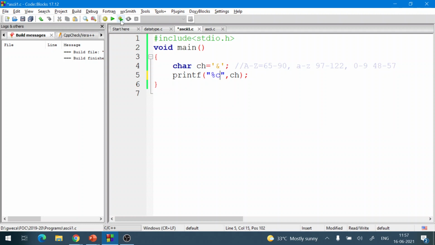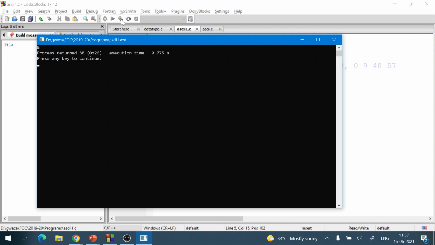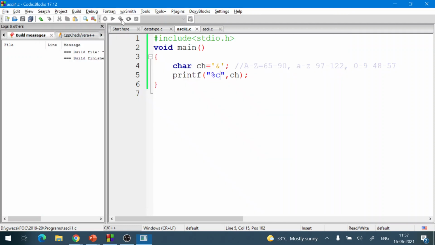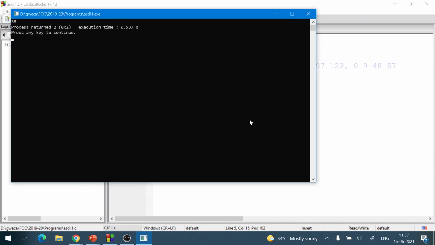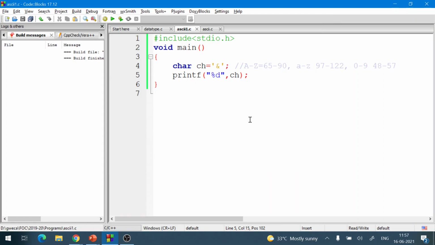In this way you can print the integer equivalent of the characters. But if you want to print the normal character value, then you can simply use %c, and when you do this, it gives you the ampersand, not 63 or whatever the value was. In the integer format, it gives you not the ampersand, but 38. So you can remember some of the important values that I have already written. These at least you should remember.